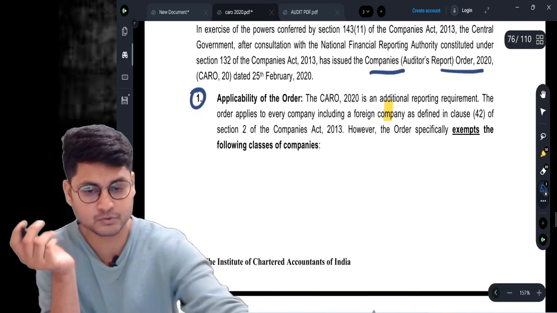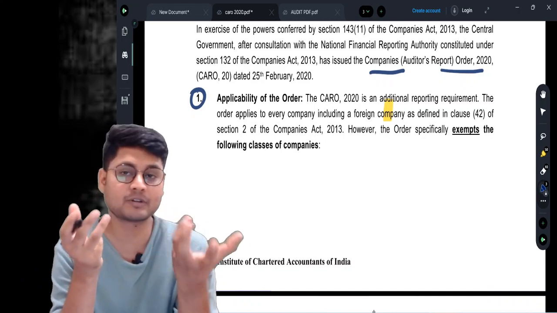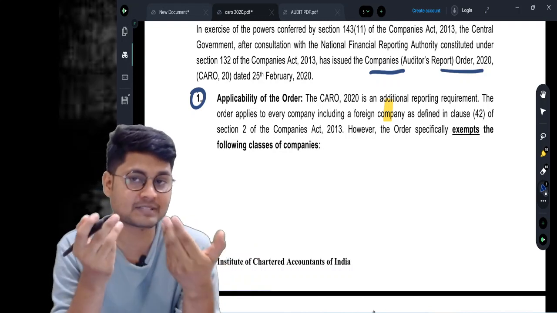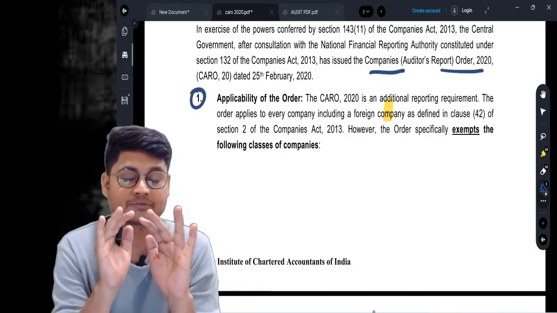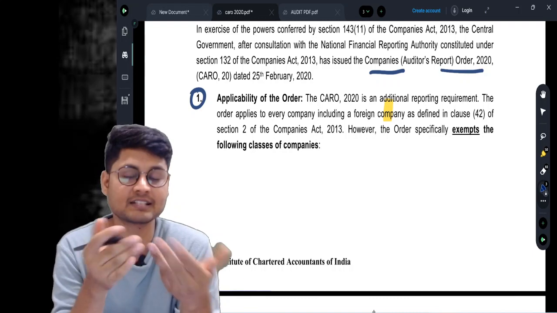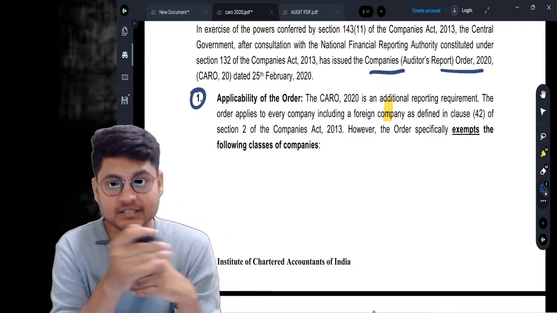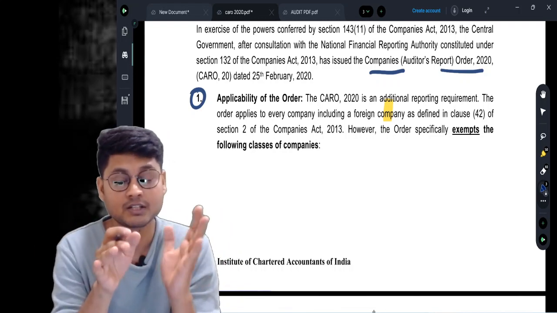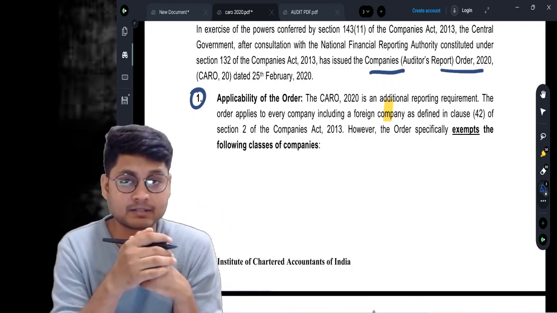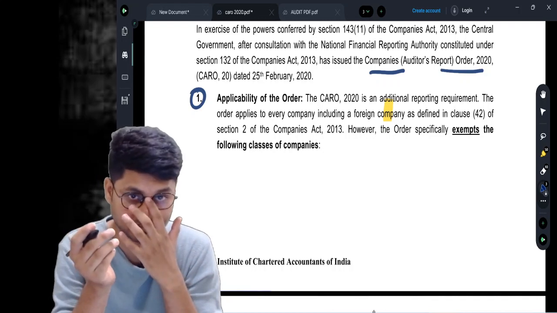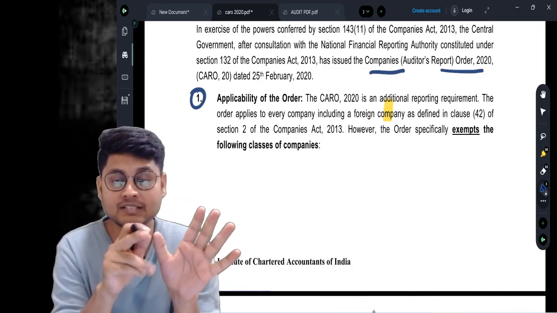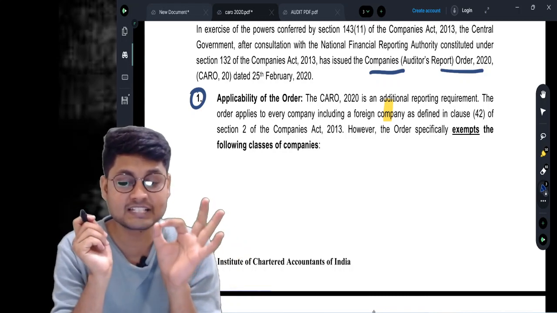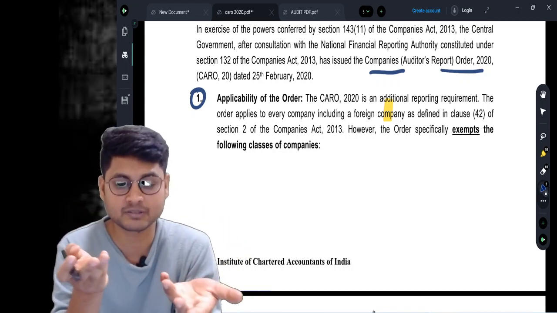CARO 2020 is an additional reporting requirement. We know that in section number 143, subsection number 11, it specifies some annexure to be reported additionally by the auditor. It is an annexure to the original auditor's report. It doesn't form part of the original auditor's report, but it acts as an annexure to the original audit report, which we prepare as per section number 143. So the main audit report will be there, and along with that, the annexure shall also be there. That annexure contains CARO, which is the additional reporting requirement to be reported by the auditor.